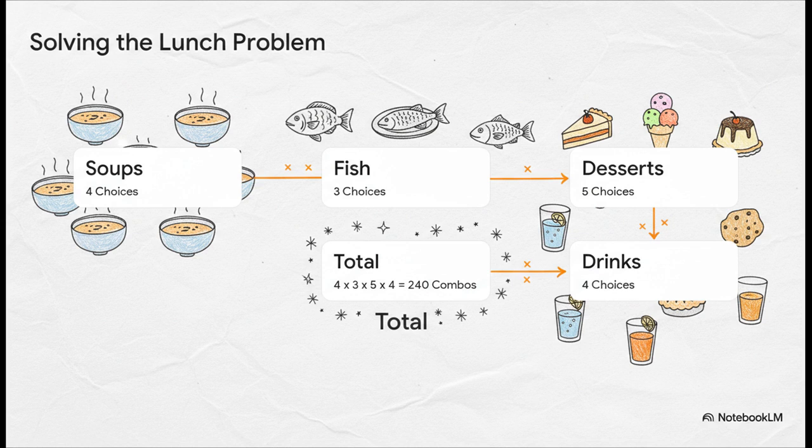We take our choices, right? 4 for the soup, 3 for the fish, 5 for dessert, and 4 for the drinks. We just multiply them all together. 4 times 3 times 5 times 4, and bam, 240. There are 240 possible lunch combinations. No lists, no headaches, just a quick multiplication.